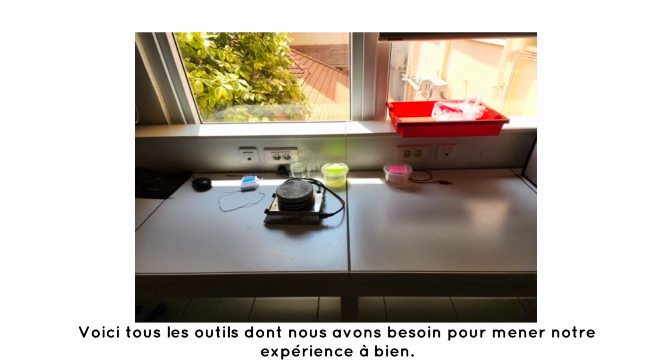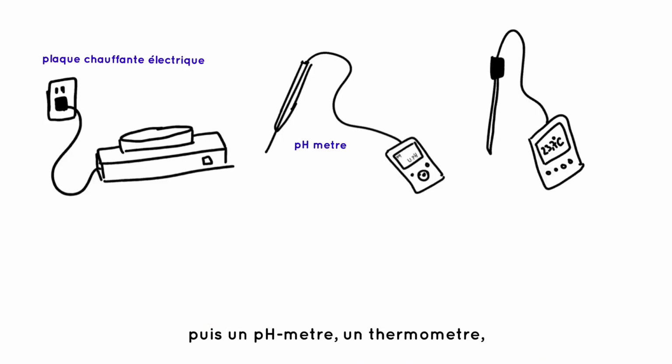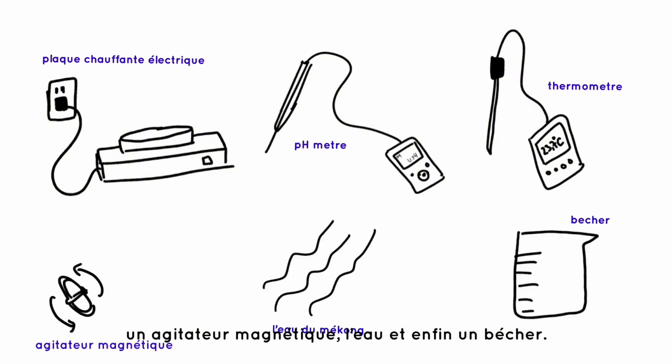These are all the tools we need to conduct our experiment. First is an electric hot plate, then a pH meter, a thermometer, a magnetic agitator, the water, and a beaker.